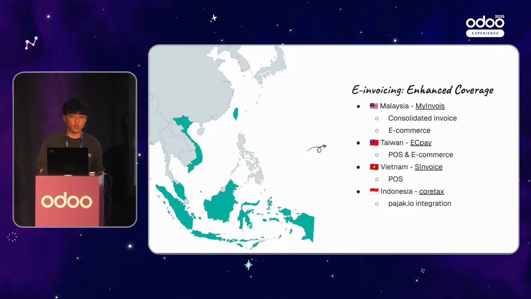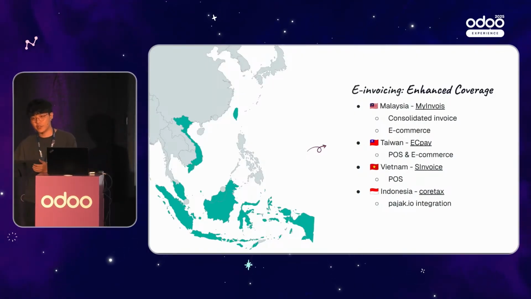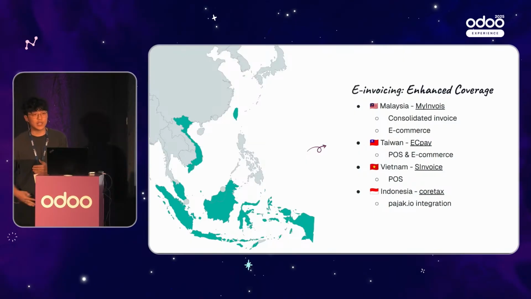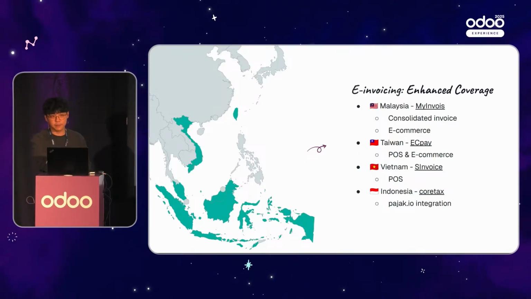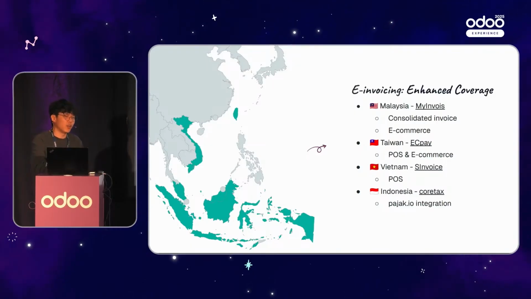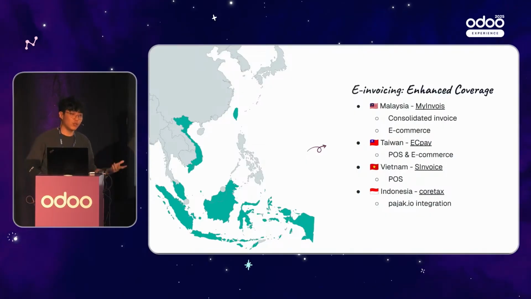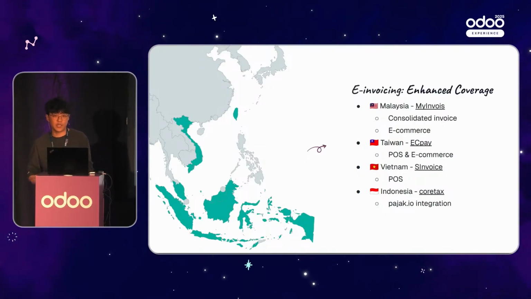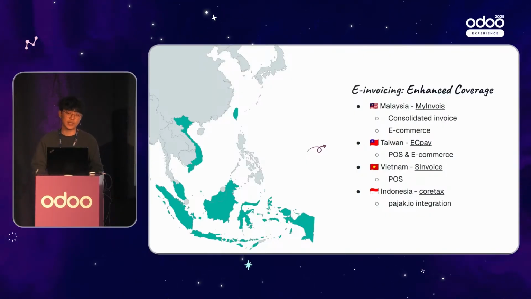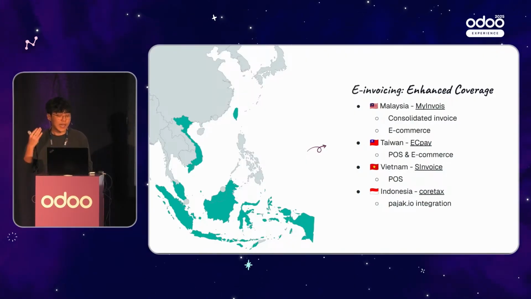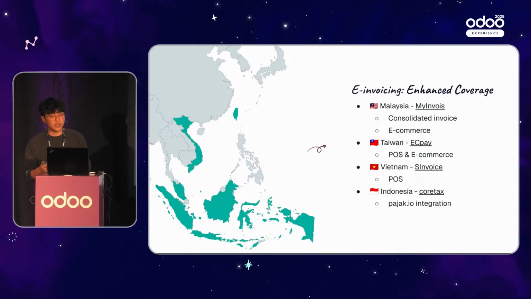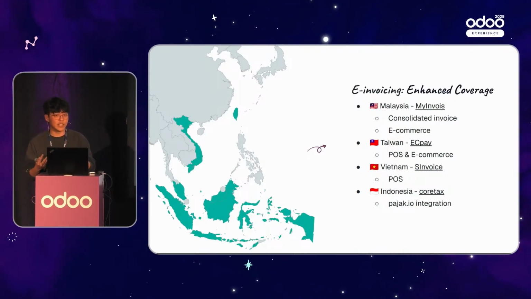Based on this, now we will be taking another step further where we will allow direct generation of consolidated invoices in the invoicing app, so that you don't have to manually go through a different way of generating consolidated invoices, which is only supported in POS at the moment. We will also support the e-commerce flow as well. Taiwan, Vietnam, these are the countries where we already have integration with one of the leading providers.